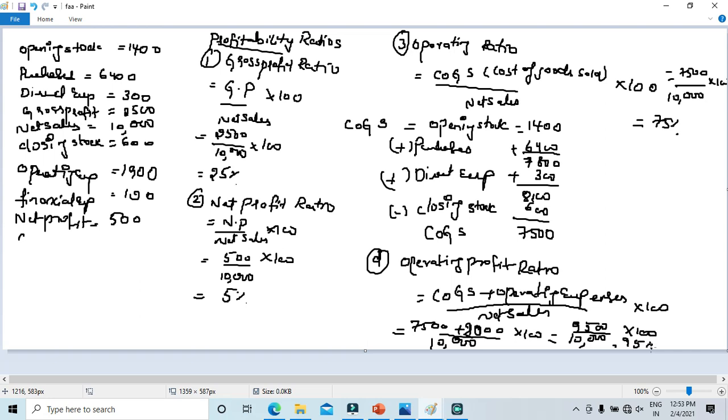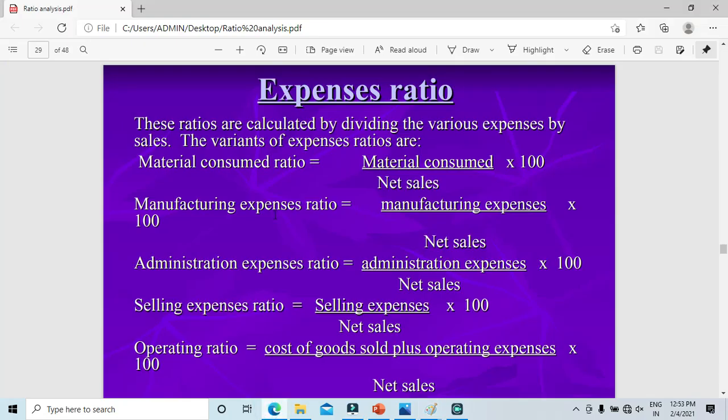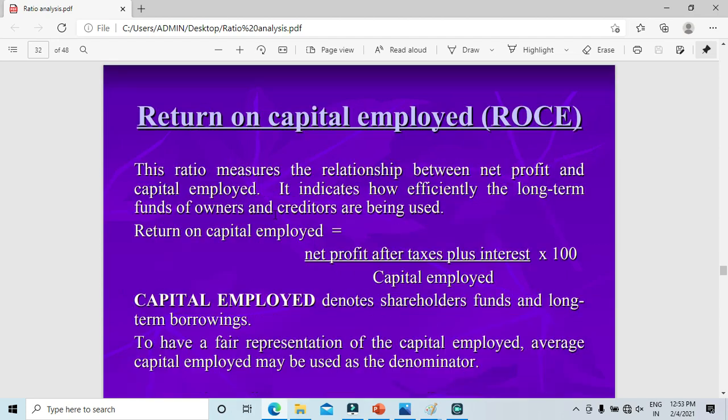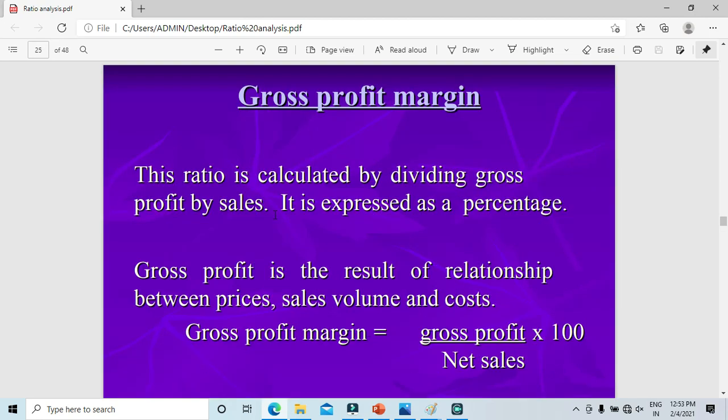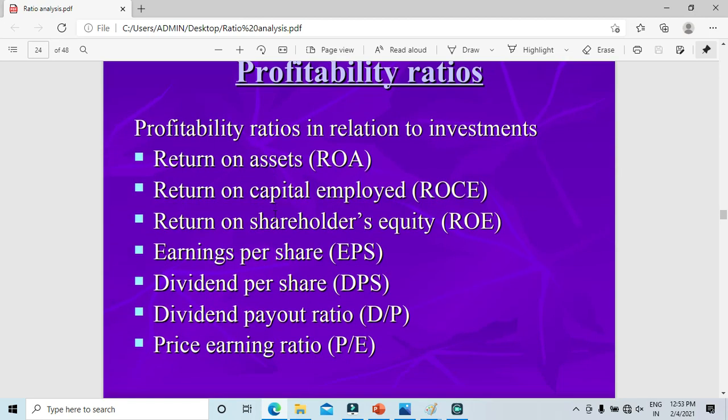Profitability ratios are mainly four, but they are again divided further, I'm just going to show you. These are all profitability ratios also: return on assets, return on capital employed, return on shareholders' equity, and earnings per share, dividend payout, and price earning ratio. So let's do the problem on return on total assets first, return on capital employed, and return on shareholders' fund. Then we are going to do problems on the others.